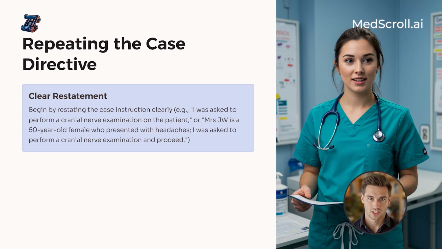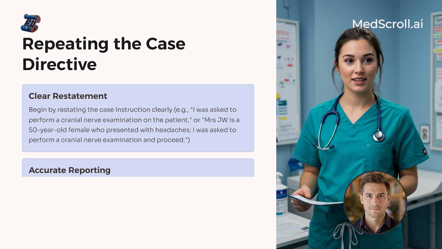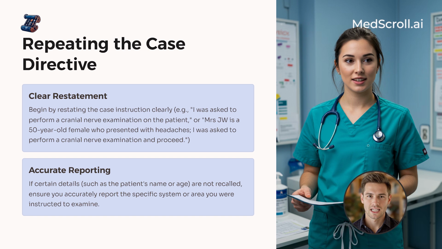Begin by repeating the case directive to set the stage for your discussion. You might say, "I was asked to perform a cranial nerve examination on the patient." Or, "Mrs. JW is a 50-year-old female who presented with headaches. I was asked to perform a cranial nerve examination," and proceed. If you don't recall every detail, focus on accurately conveying the specific system or area you were instructed to examine.